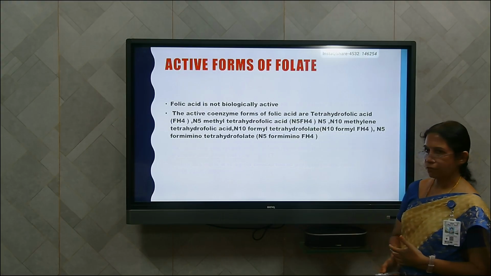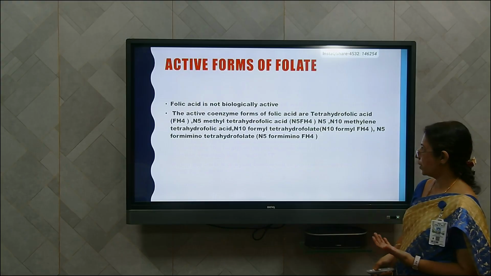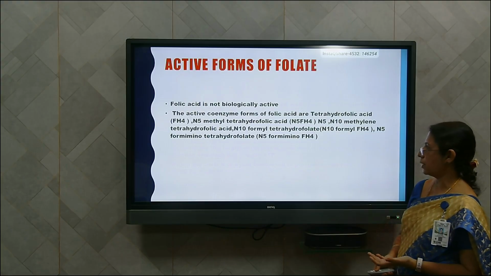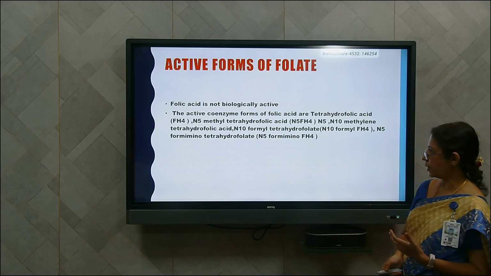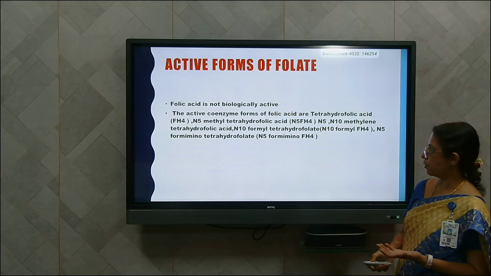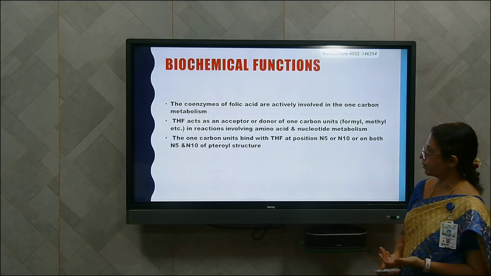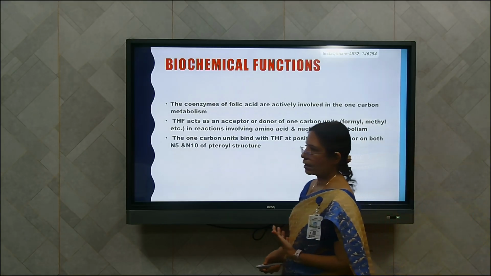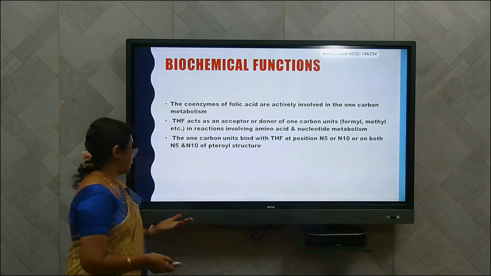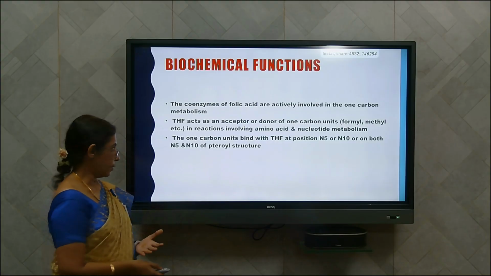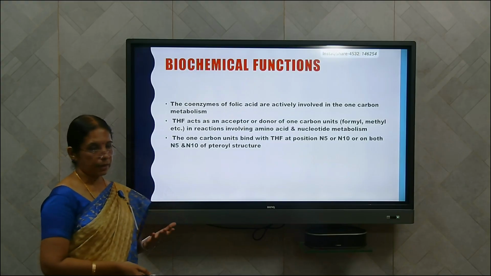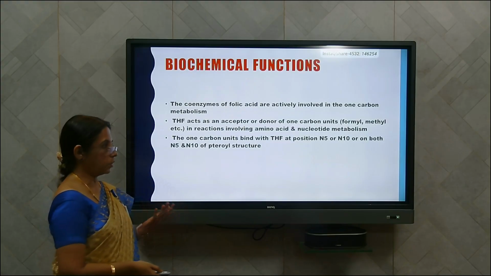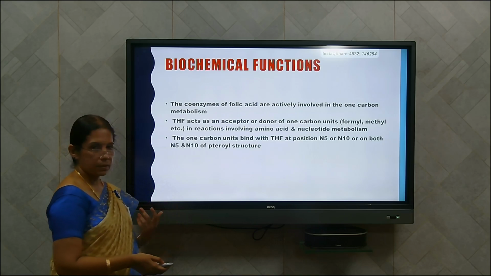These are some of the active forms of folate. The active forms of folate are tetrahydrofolate, N5-methyl tetrahydrofolate, then N5,N10-methylene tetrahydrofolate, N10-formyl tetrahydrofolate, and N5-formimino tetrahydrofolate. See, the coenzymes of folic acid are involved in the metabolism. Mainly, it acts as an acceptor or donor of one carbon atom, and the one carbon units bind with the tetrahydrofolate at the N5 and N10 position, or on both N5 and N10 of its structure.